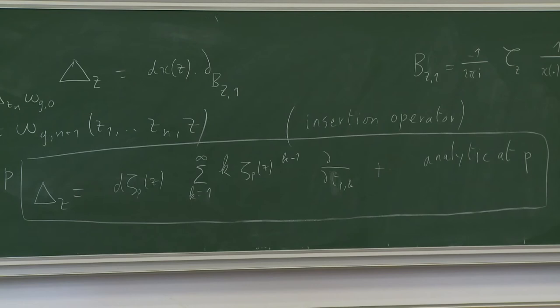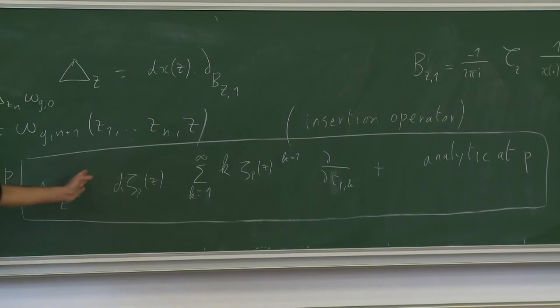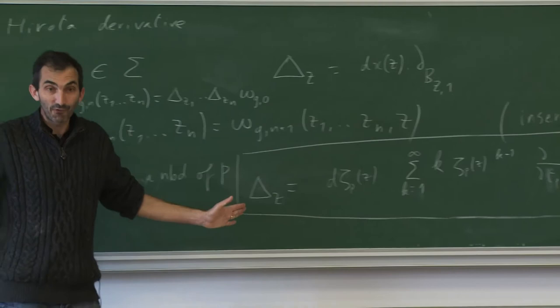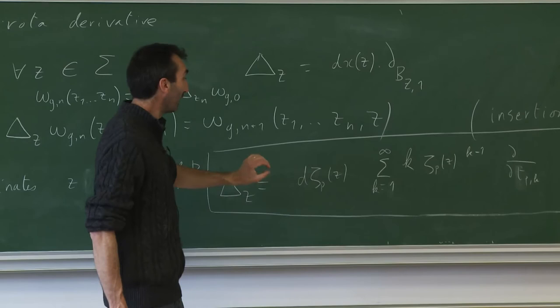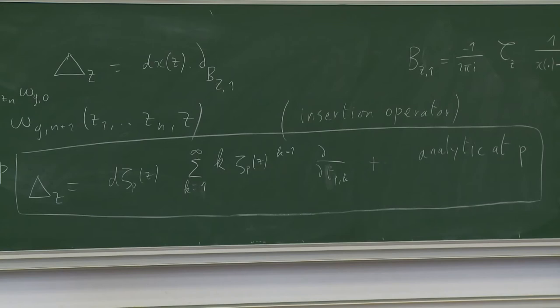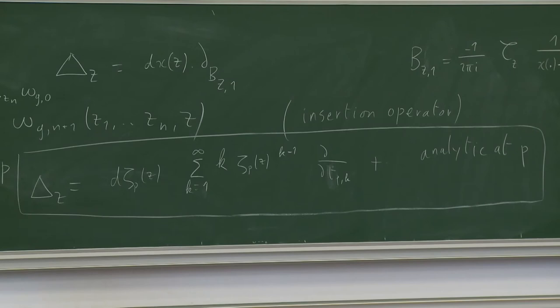So this operator is globally defined everywhere on the curve, whereas this is just a Taylor expansion in the neighborhood of p. But in the whole literature of integrable systems, this is how the Hirota derivative is written in all books. But somehow, this is only the Taylor expansion in a neighborhood of p. This is not globally well-defined. This one is globally well-defined. This one is only a local way of writing things. But the idea is that this is the operator which is needed for defining integrable systems.